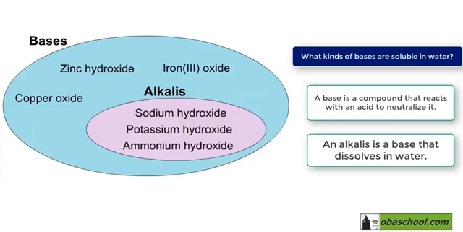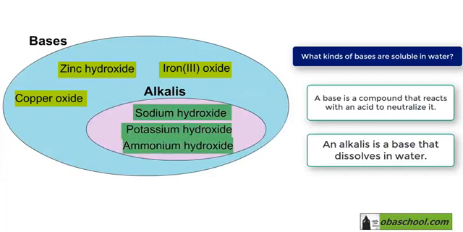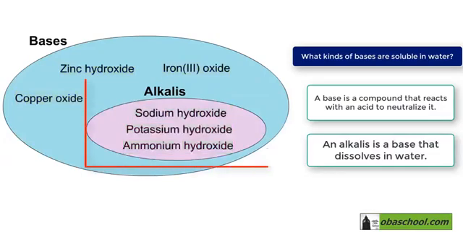If you take a look at this diagram, you see that there is a wide range of bases. There's copper oxide, zinc hydroxide, iron 3 oxide, sodium hydroxide, potassium hydroxide, and ammonium hydroxide. But out of those 6 bases, there are only 3 that are soluble in water, and those are sodium hydroxide, potassium hydroxide, and ammonium hydroxide. And because those 3 are bases that dissolve in water, we call them alkalis.